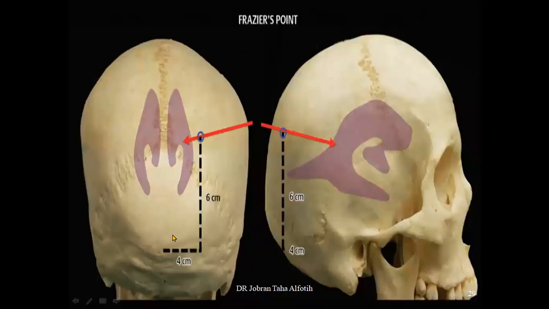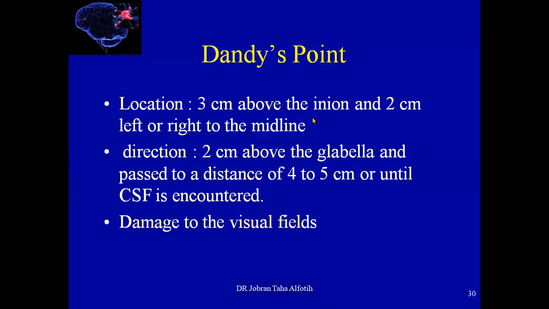Here is the Frazier point of the skull, as we see here, and this is Dandy's point. Dandy's point location is 3 centimeters above the inion and 2 centimeters left or right to the midline according to the pathology. The direction will be 2 centimeters above the glabella, and at a distance of 4 to 5 centimeters anteriorly CSF is encountered. The disadvantage of this point is damage to the visual fields.